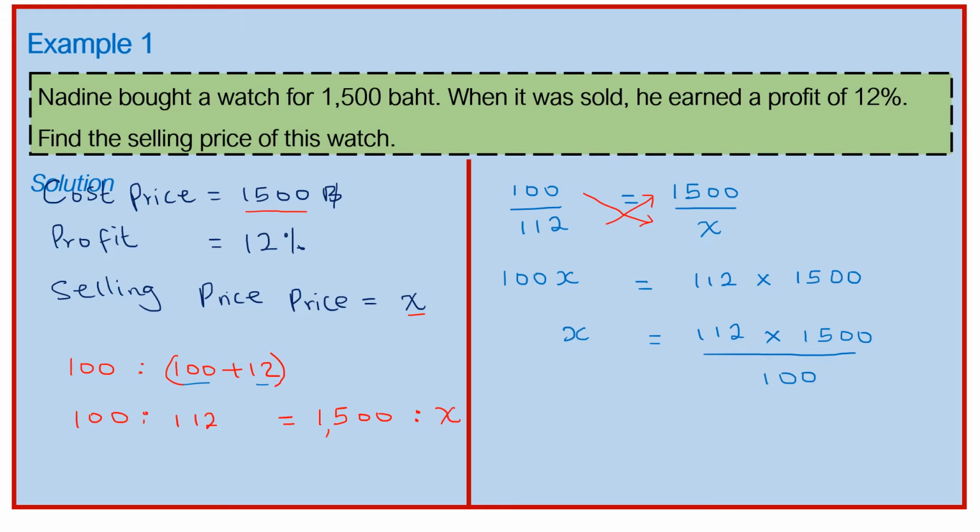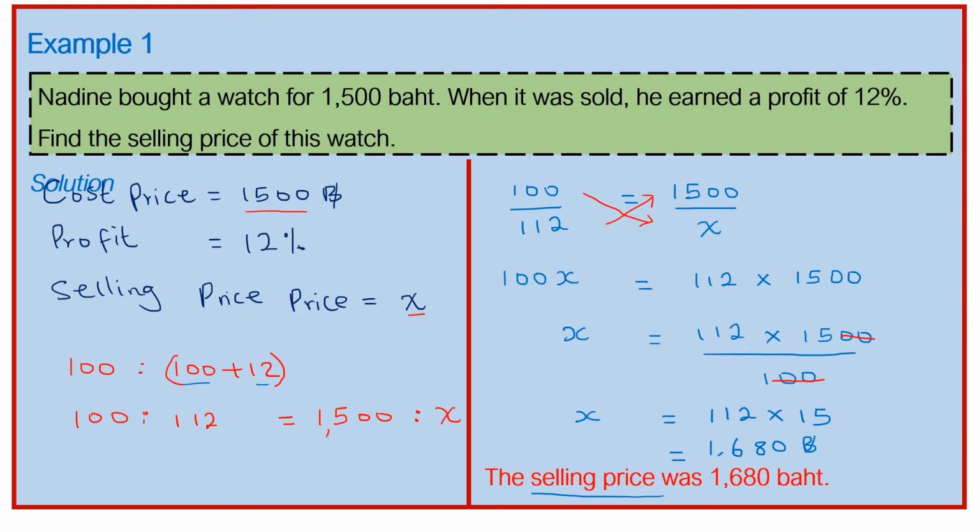And so if we take away these two zeros with these two zeros, we remain with X equals 112 times 15, and this is equal to 1,680 baht. So the selling price was 1,680 baht.